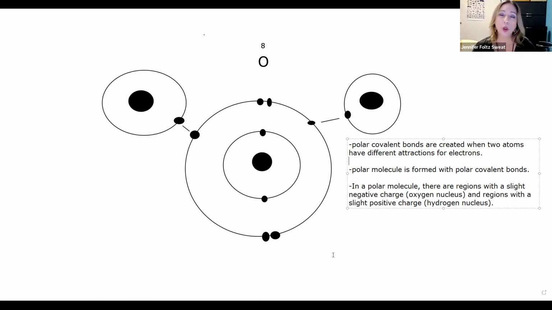Think of polar as being like the poles, right? Like North and South Pole. They're kind of separated, right? Well, polar means that it has different charges in different regions of that molecule. So let's go back and look at the water molecule.